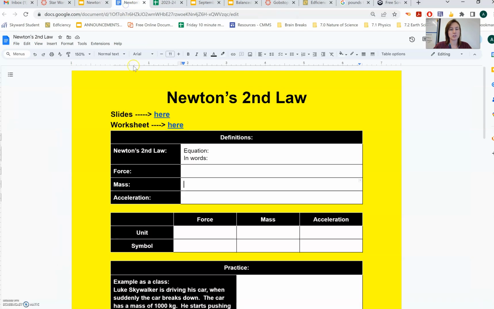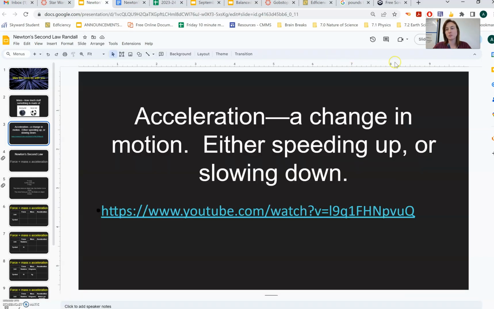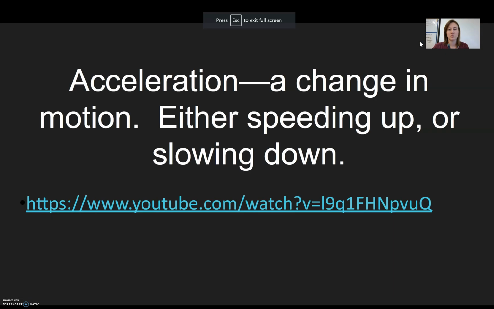That's also a question on your assignment. It's this one at the bottom of this box. Acceleration is a change in motion. Like I said before, if you need to pause it, you can pause it.